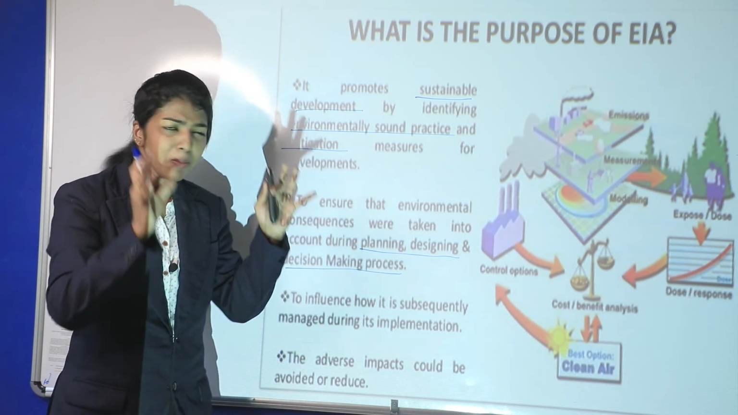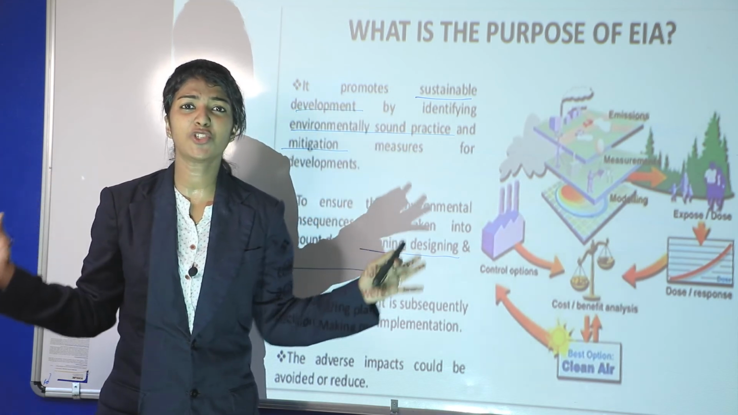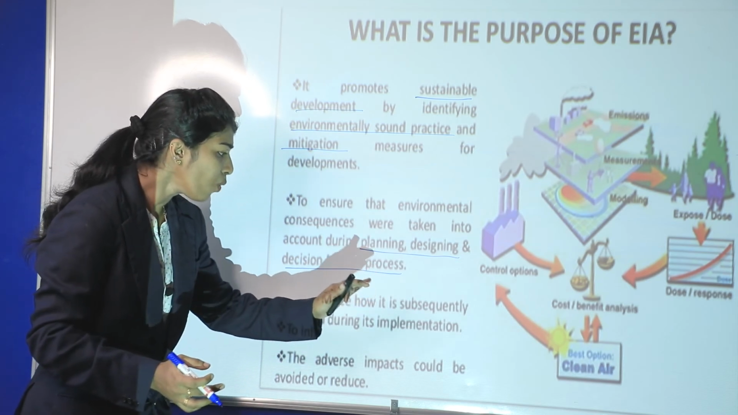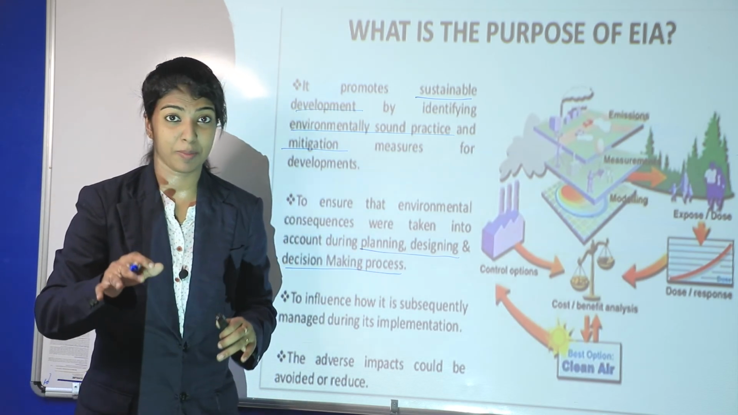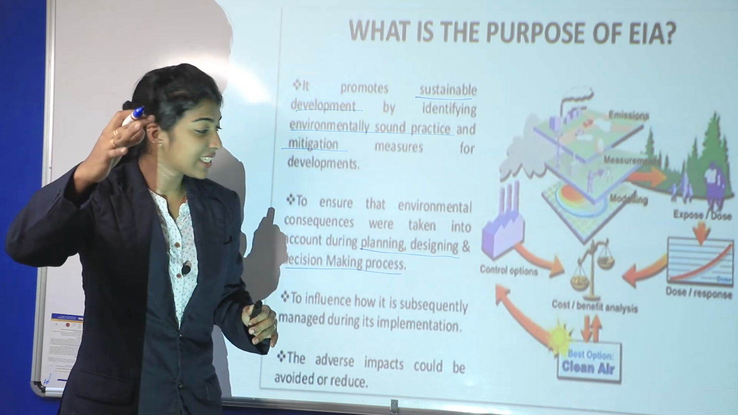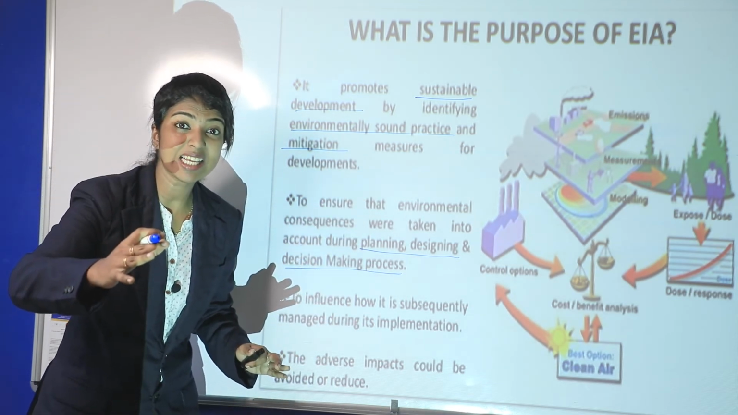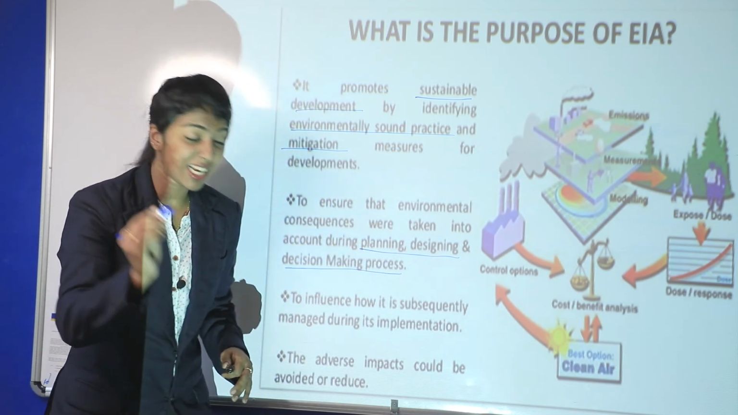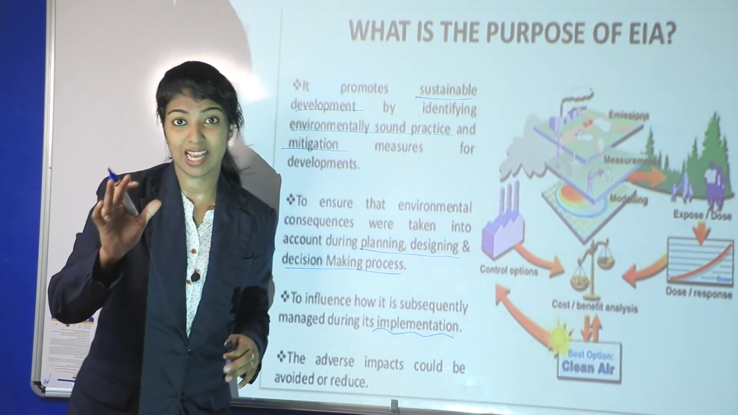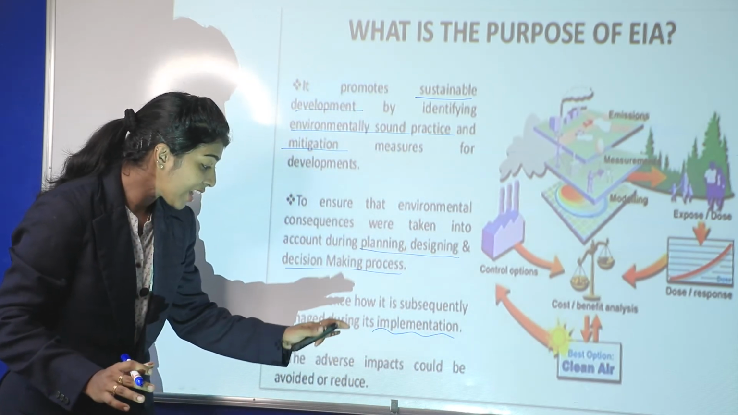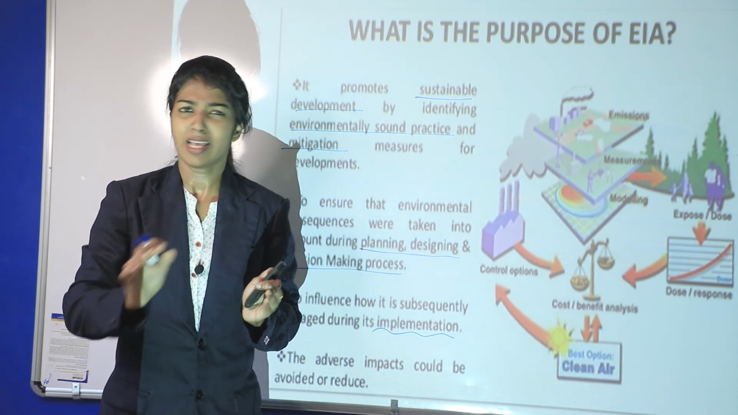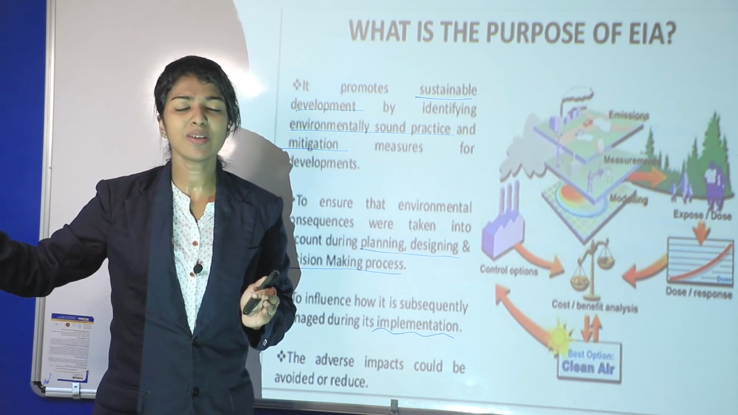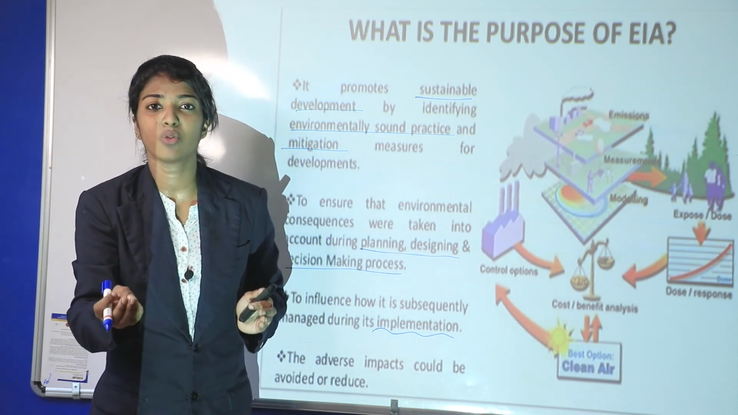That is very important. From the planning section itself, we have to consider the factors which affect our environment to influence how it is subsequently managed during the implementation. Next, in the planning stage, in the designing stage, in the decision making stage, we take it into consideration, and after that it should be subsequently managed during the implementation phase also. The adverse impact could be avoided or reduced. At a maximum rate, it should be avoided. Otherwise, we should take measures in order to reduce it.